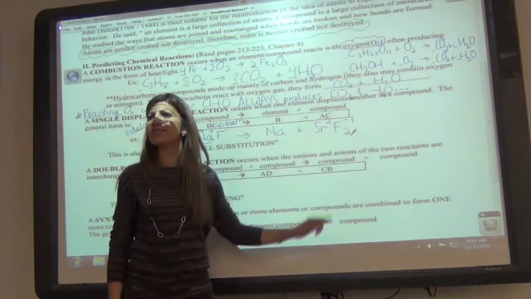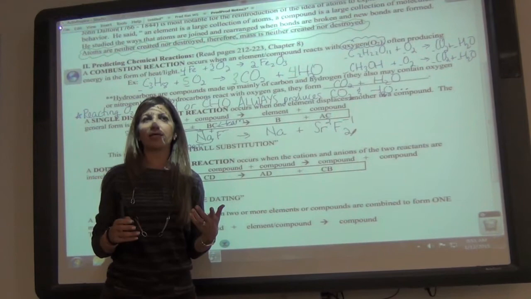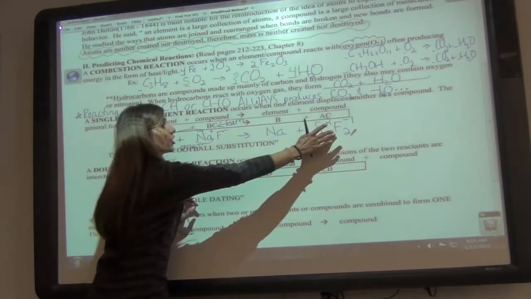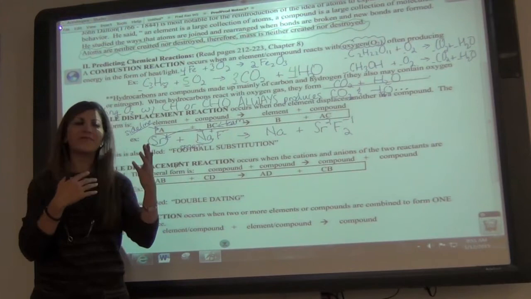Is that because it's diatomic? No. When is an element diatomic? When it's by itself. Only when it's alone. And that's not alone, it's with strontium. Okay? So now they have a charge, but this doesn't, and this didn't. But these had charges. So they only carry charges when they're bonded. Okay? That's when they exchange electrons.